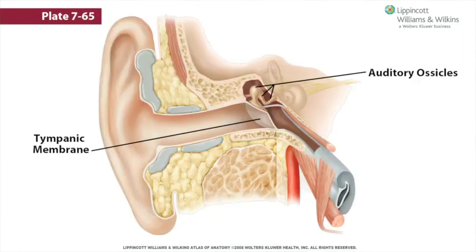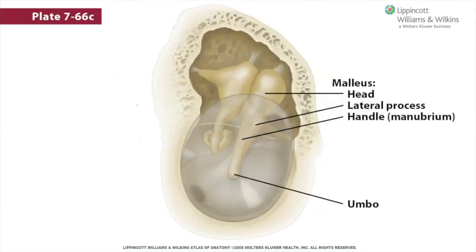The tympanic membrane transmits energy from sound waves traveling through the external auditory meatus into and across the middle ear via the auditory ossicles, a series of 3 tiny bones that span the tympanic cavity. The handle of the most lateral of these bones, the malleus, is embedded in the pars tensa between the middle and inner layers of the tympanic membrane. The tip of the handle is attached to the umbo.